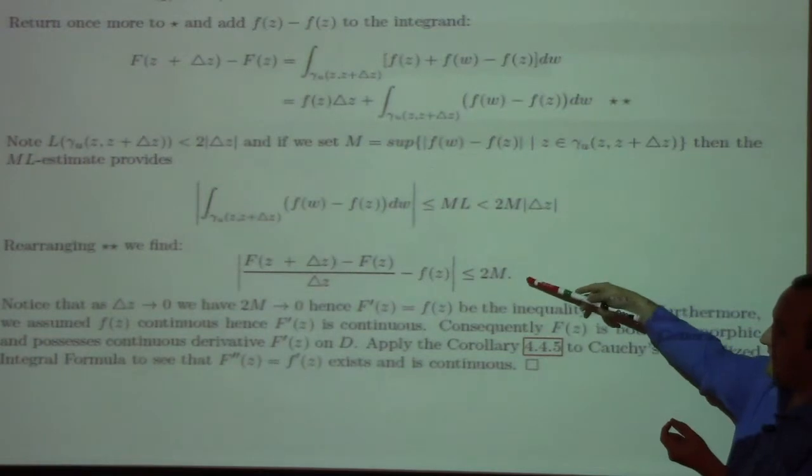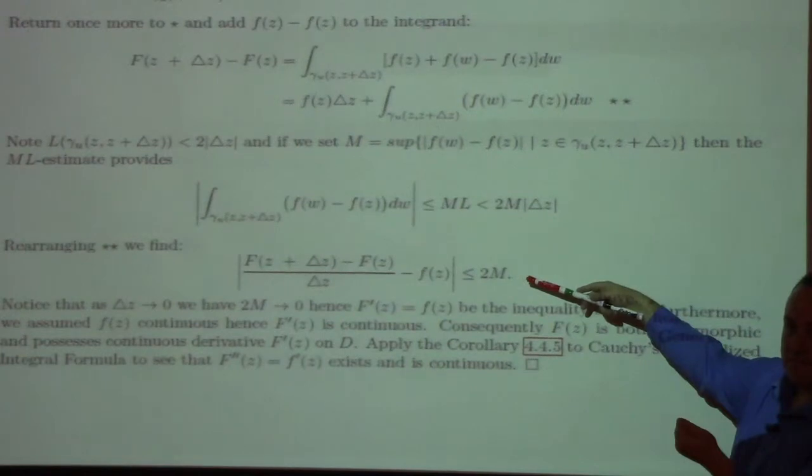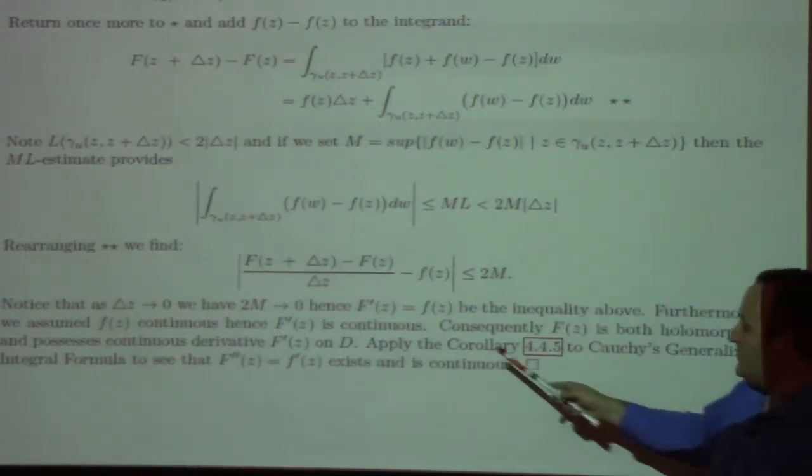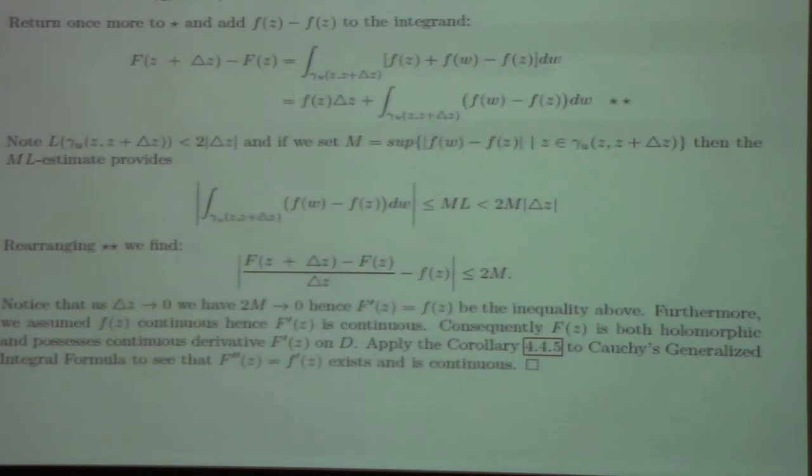And consequently, we find that the derivative of big F is little f. In other words, big F is an antiderivative. So F prime of z is equal to f of z by the inequality above. Furthermore, we assumed that f of z was continuous, hence F prime of z is continuous, because F prime is equal to little f. Consequently, F of z is both holomorphic and possesses continuous derivative F prime of z on D. Then you just apply corollary 4.45 to Cauchy's generalized integral formula. So F double prime of z exists and is also continuous.